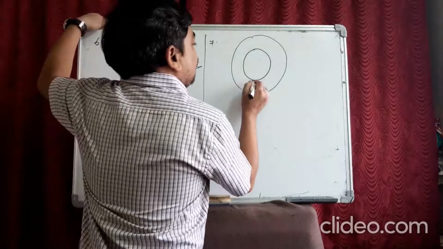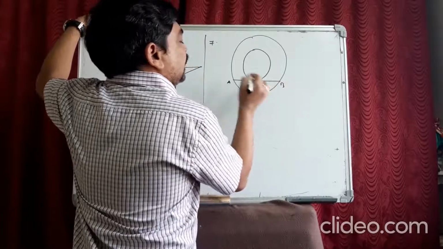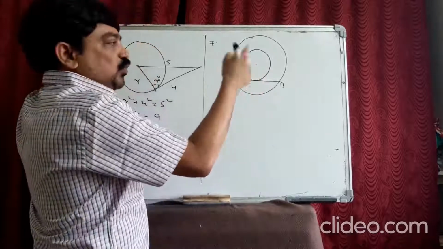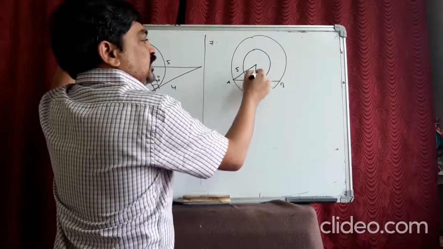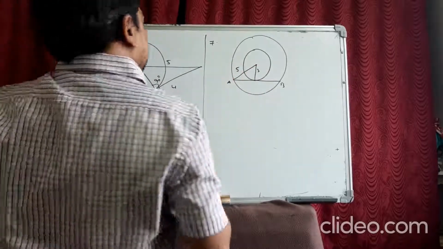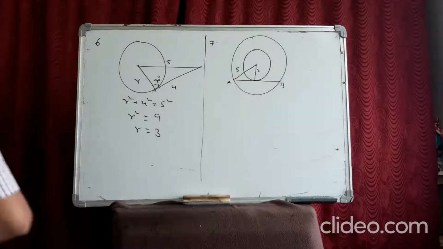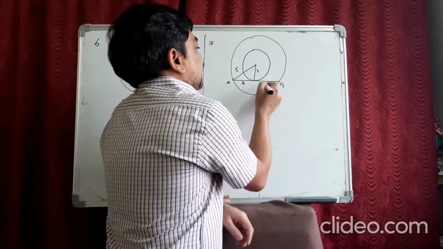See, if I take the chord of the big circle like this, AB, and it should be tangent to the small circle. Now this is the center, common center to both the circles. This is 5 and this is 3. And we are asked to find out the length of the chord, that means length of AB. So let us take this as x and x.